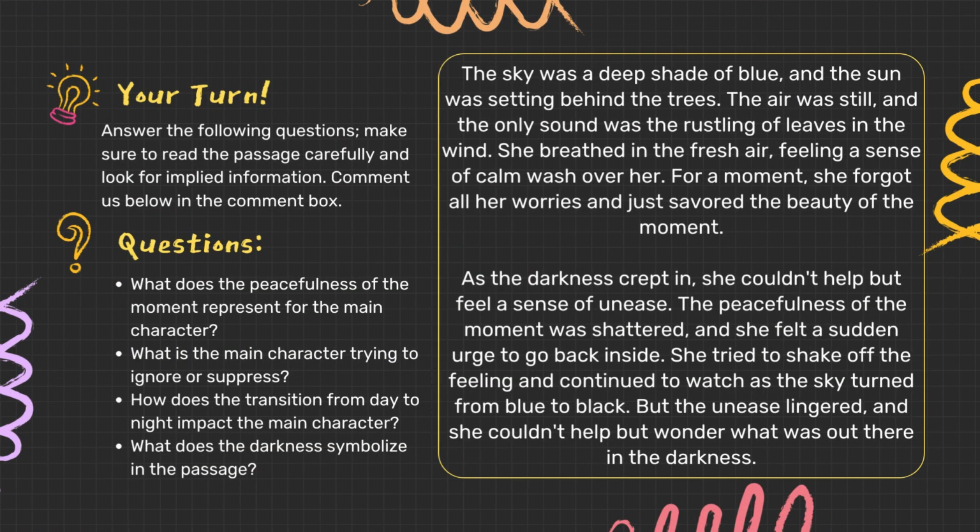Your turn. Answer the following questions. Make sure to read the passage carefully and look for implied information. Comment below in the comment box. The questions you have to answer are: what does the peacefulness of the moment represent for the main character? What is the main character trying to ignore or suppress? How does the transition from day to night impact the main character? What does the darkness symbolize in the passage?